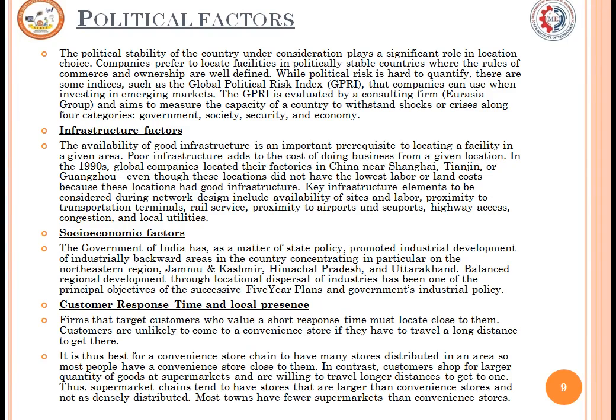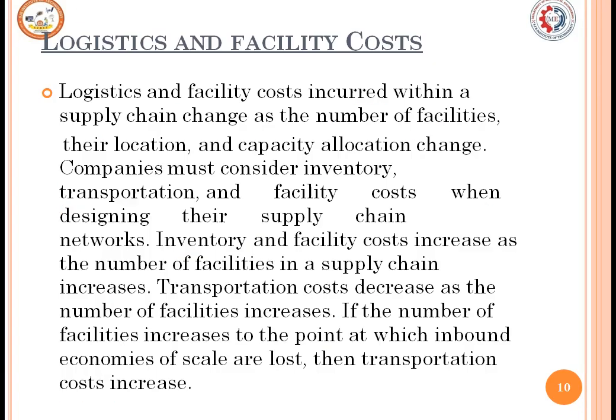Customers are unlikely to come to a convenience store if they have to travel a long distance to get there. It is thus best for the convenience store chain to have many stores distributed in an area, so most people have a convenience store close to them. In contrast, customers shop for larger quantities at supermarkets. The supermarket chain needs stores that are larger than convenience stores and not so densely distributed. Most towns have fewer supermarkets than convenience stores.